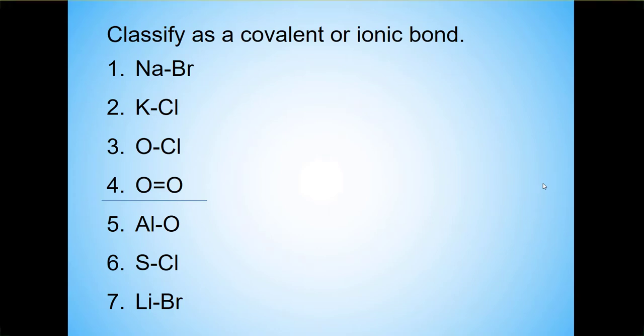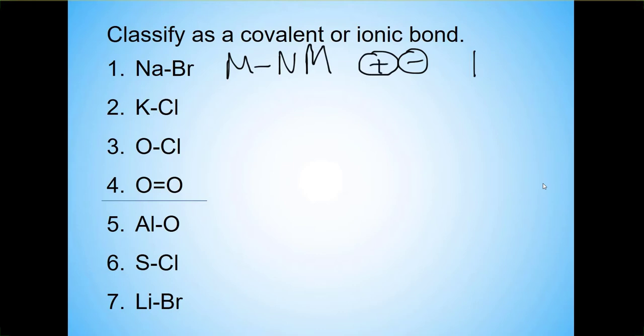Let's go through and classify each of these atoms that are bonded together as a covalent or an ionic bond. Again, covalent means sharing electrons, and they will be very similar in electronegativity. Ionic bonds, they will be very different. So number one, we have a metal with a nonmetal. The nonmetal will be higher in electronegativity than the metal, and because of that, it will strip that electron away from the metal, and we will get an anion and a cation. This would be ionic.